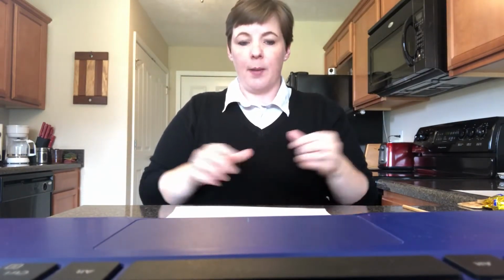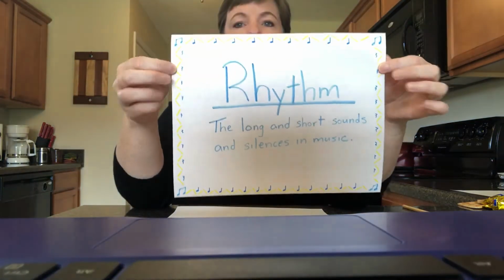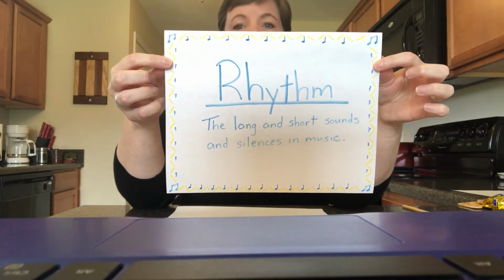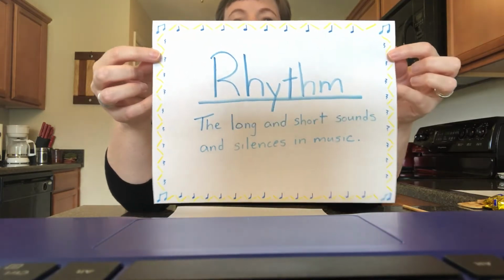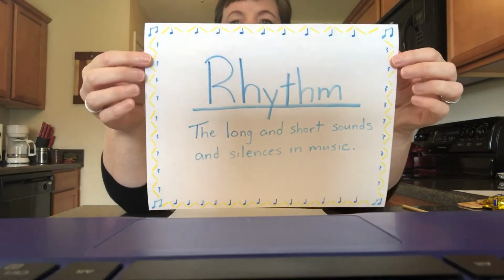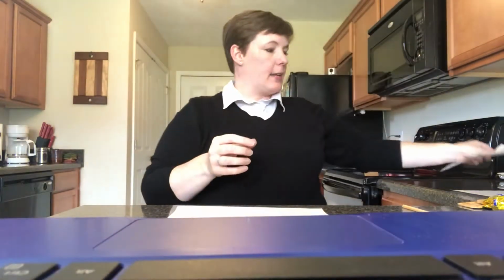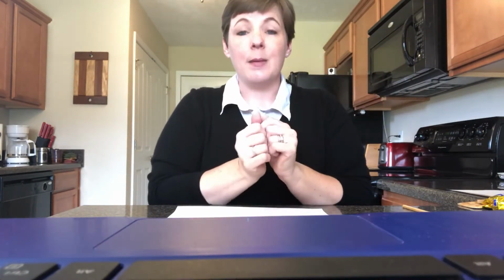There's also something called rhythm. Rhythm is a big word. Look how it's spelled. R-H-Y-T-H-M. Rhythm is the long and short sounds and the silences in music. Sometimes a rhythm is just making one sound on a beat, like this. Sometimes it's making two sounds on a beat. And when we can put them all together, it can sound really, really nice.